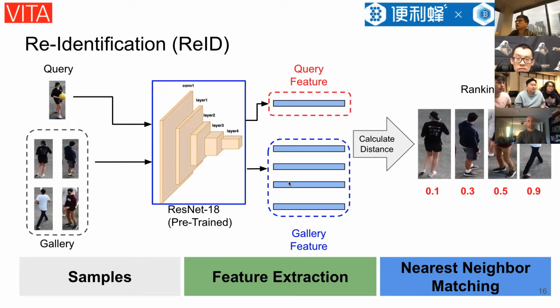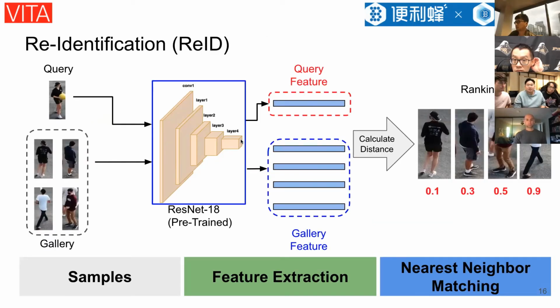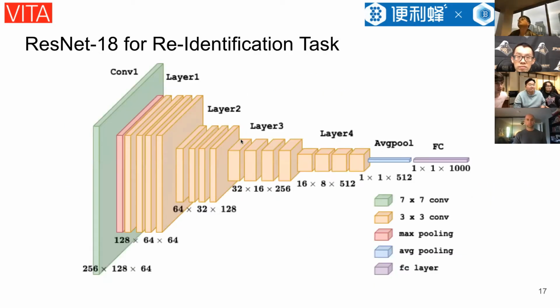Once we have the features for each image, we then enter the last stage, which is the nearest neighbor matching stage. In this stage, we compute the distance between our query image and gallery images using cosine distance. This distance represents the similarity between different images. And so the image that has the smallest distance will have the same ID as our query image. And this is basically how we identify our query image.